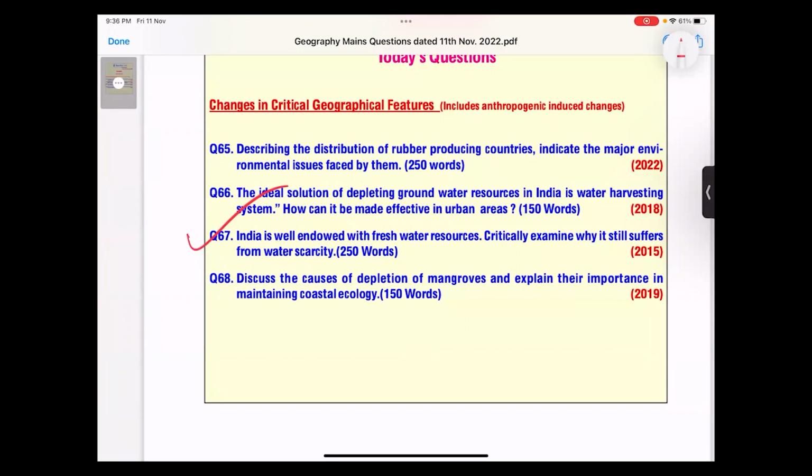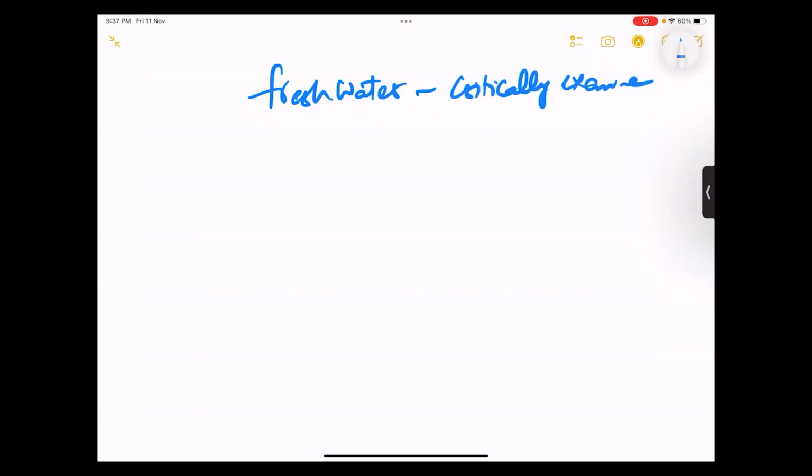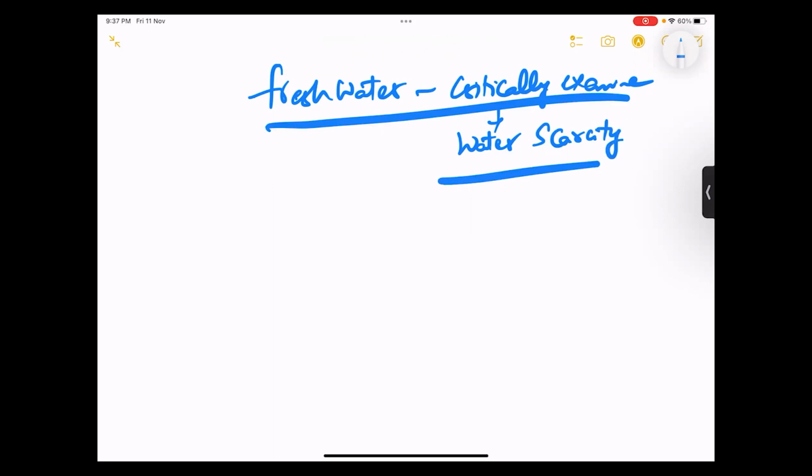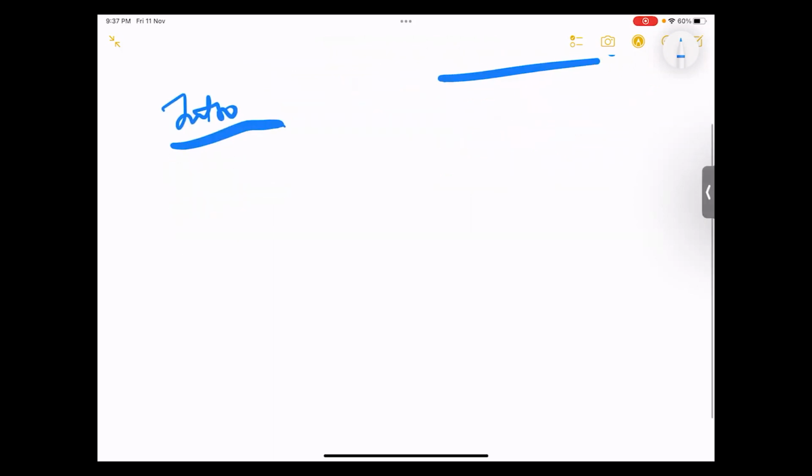You see the question? India is well endowed with freshwater resources. Critically examine why it still suffers from the scarcity of water. So it is a 250 words question. So give what are the freshwater resources with India. India is endowed with freshwater resources, but it still suffers with water scarcity. This is the question. So again, you can use the same introduction which you used for the last question.